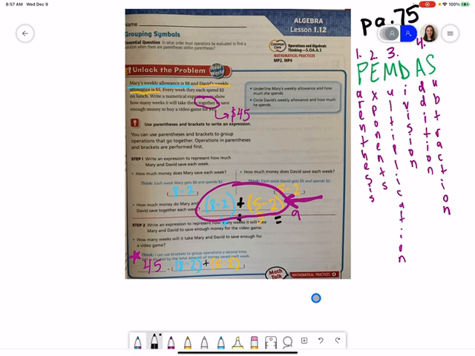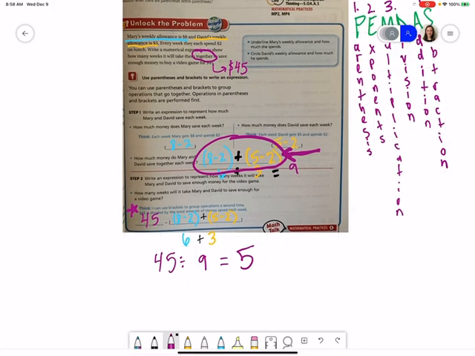Now we do the same thing that we just did. 8 minus 2 is 6. Plus 5 minus 2 is 3, and now we're going to add those together. 6 plus 3 is 9, and now we can do 45 divided by, remember the 9 was in the brackets, just to help you remember. 45 divided by 9 is 5, because 5 times 9 is 45. So it will take them 5 weeks to save up enough money to buy the video game.